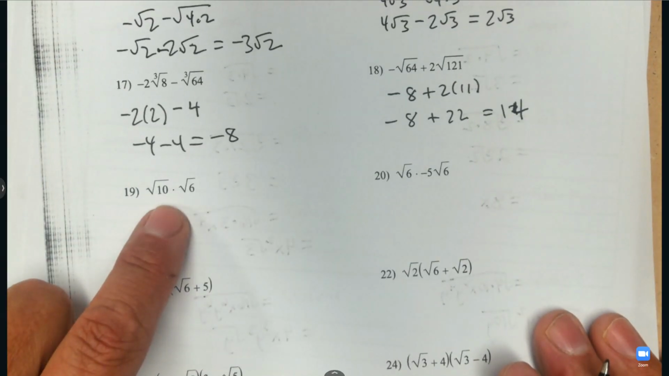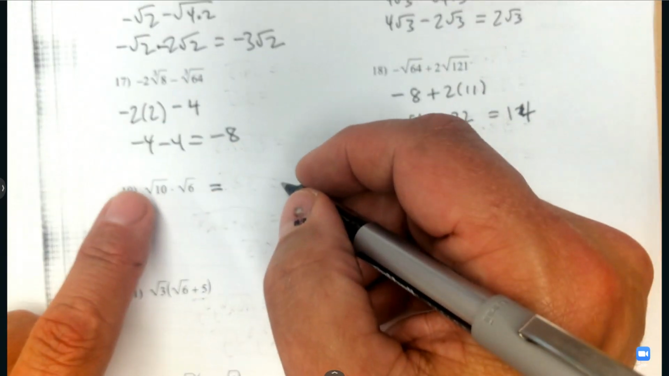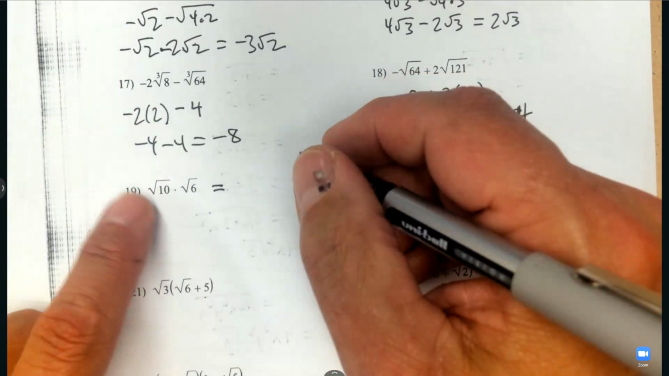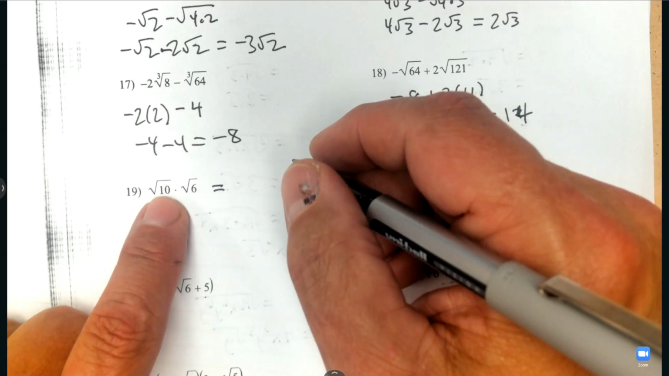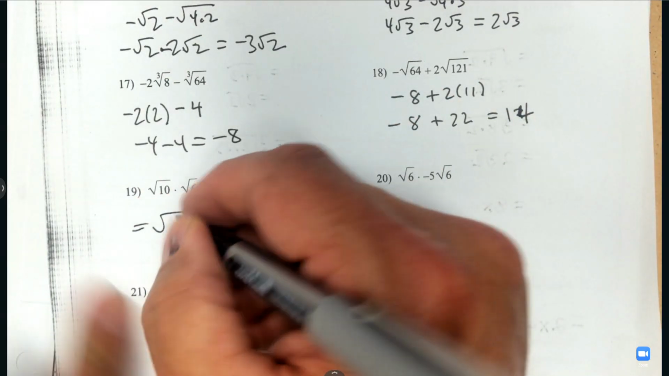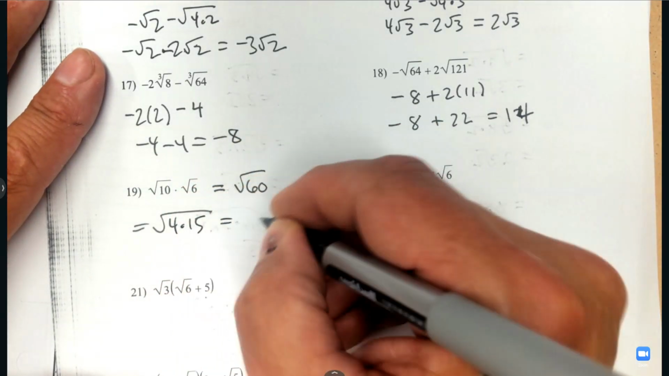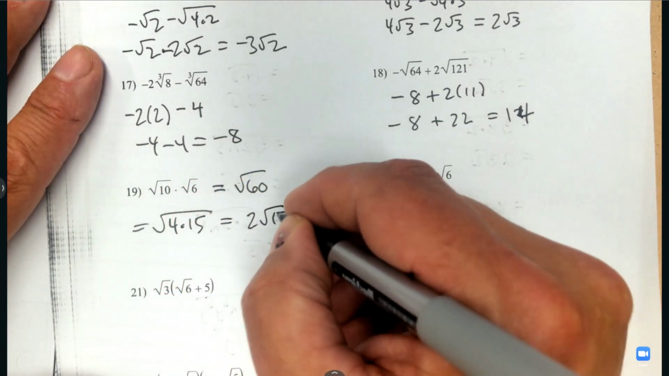All right, when we multiply, we would want to simplify first if you can, but you can't. They have to be the same index. So they both need to be square roots, which they are, and then you multiply the insides together. So that's 60. 60 is 4 times 15. So the square root of 4, and then 15 is left over.